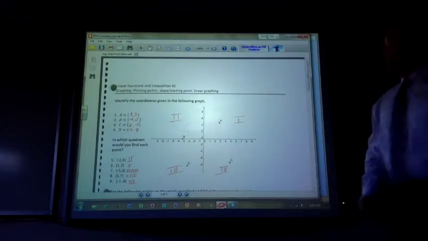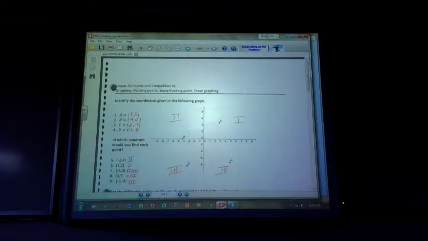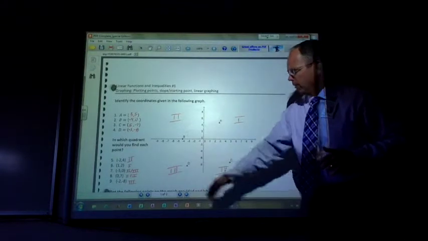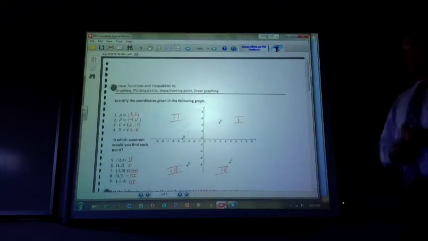All right, going through the problems. I labeled quadrants 1, 2, 3, and 4, just that made that easier for me to see. Looks like point A is at (3, 5). B is at (-4, 0). C is at (5, -7). D is at (-3, -8). And then which quadrant would those particular points be in?